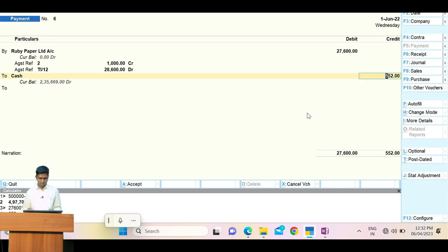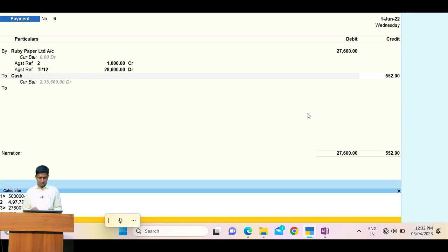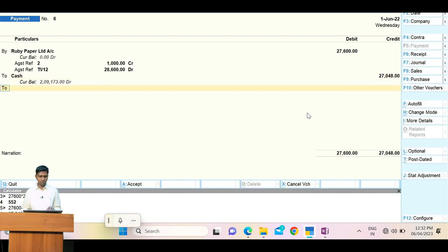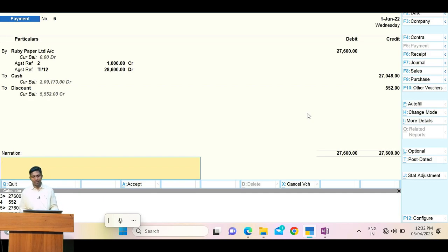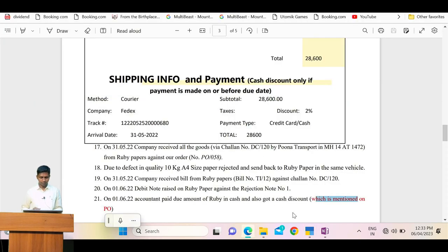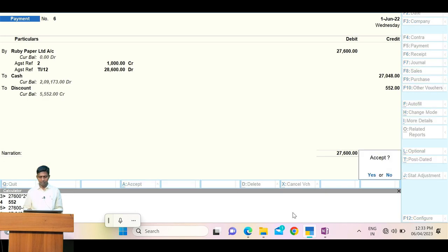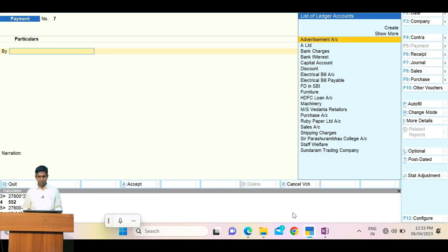Then what should you write here? 27,600. Use your calculator, I am using Tally's. Minus 552 rupees. Okay, this much you are giving, and then you have got the discount. Therefore, select discount 552. This is the transaction. Understood? Payable 27,600. Against that, we paid after discount, 2% discount. Calculate discount. You will get the net amount. Give that in cash. Enter, enter. On 1st June, everything is perfect. Enter, accept. Oh, over.